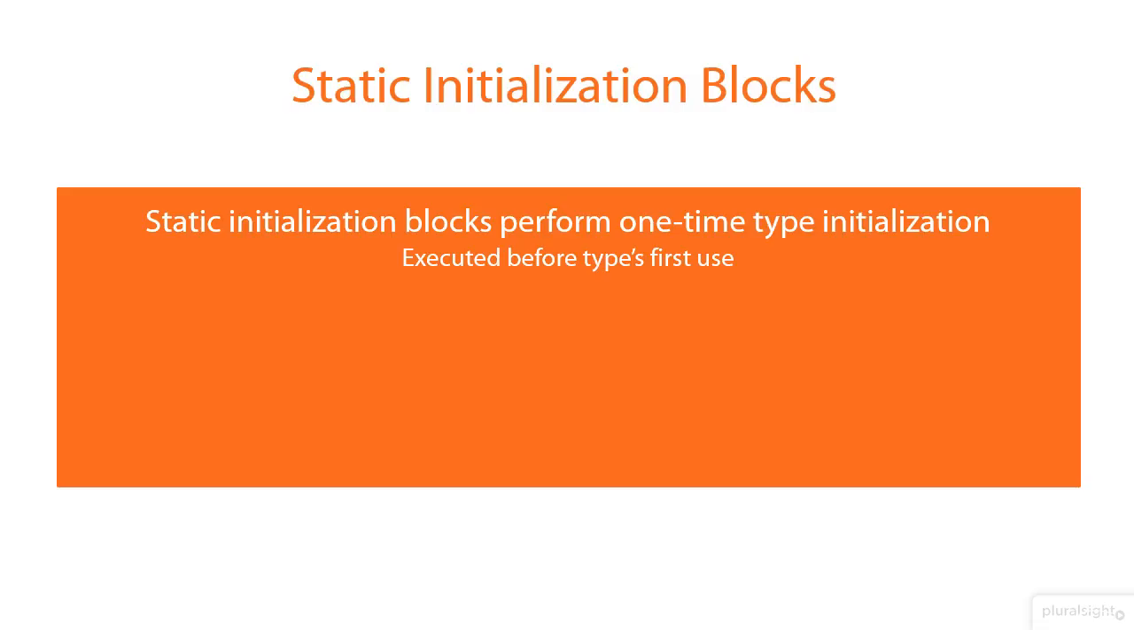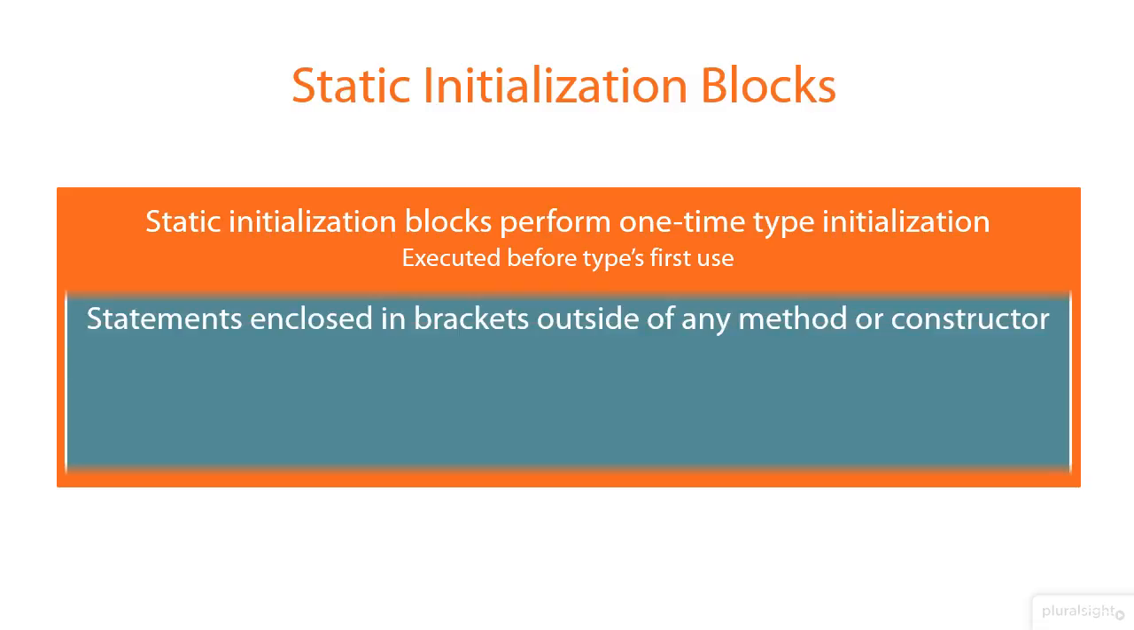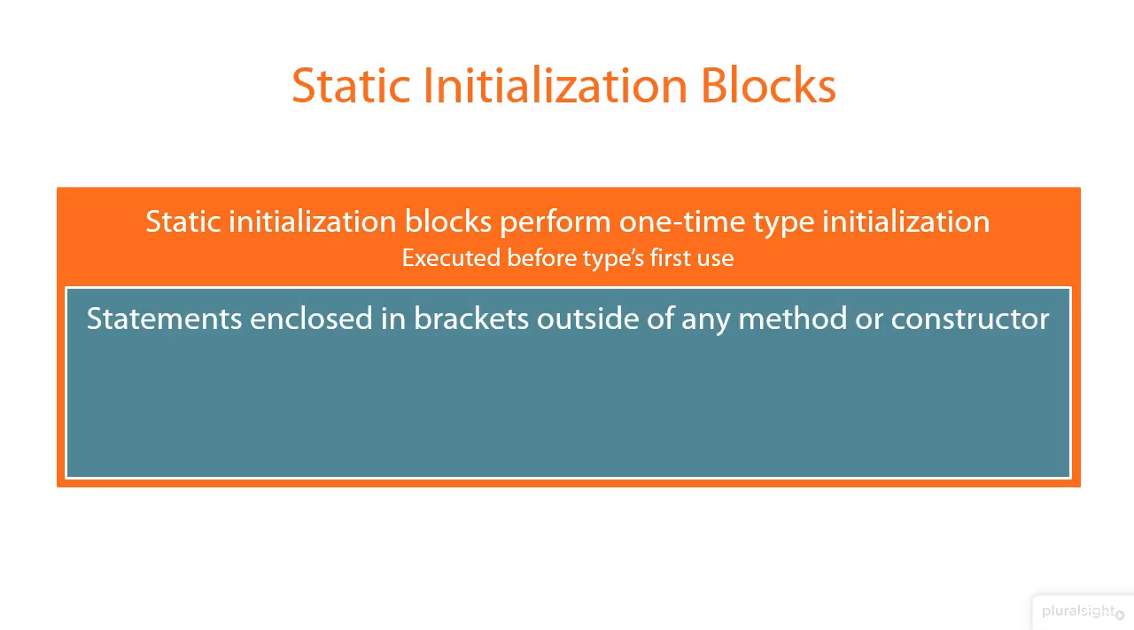Now remember, we've talked about initialization blocks earlier in the course, but those were instance initialization blocks. Remember that the instance initialization blocks automatically executed before any of your constructors. Well, static initialization blocks execute before you actually even start using the type. You can kind of think of those as type initializers. Now basically, they're statements enclosed in brackets outside of any method or constructor, but you have to mark it, of course, with the keyword static.